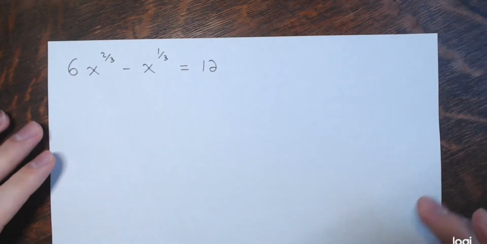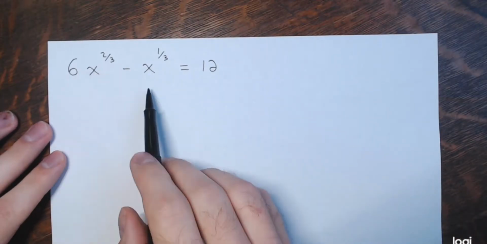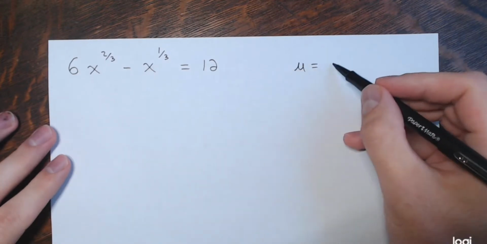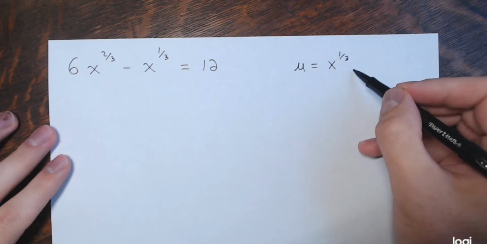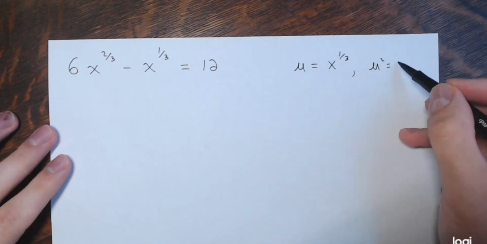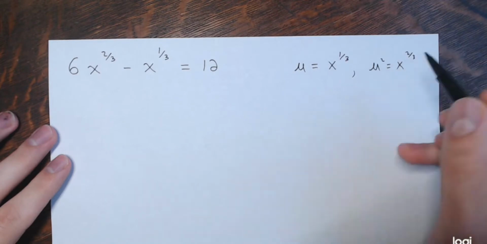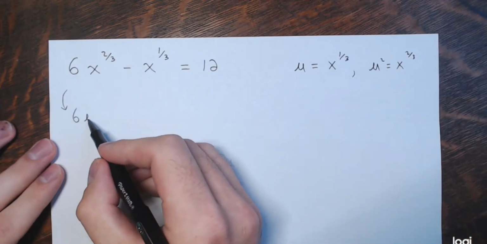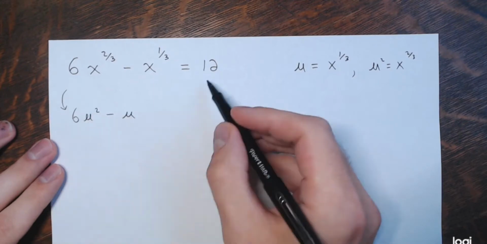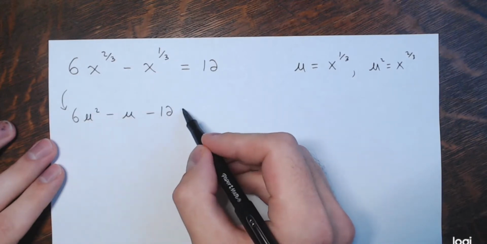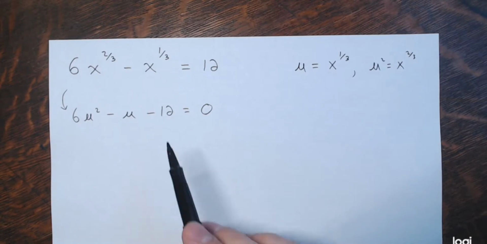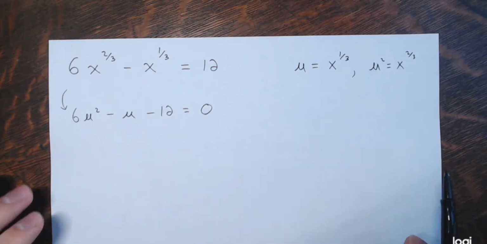So we've already seen examples like this with the x to the 2/3, x to the 1/3 power. If I substitute u equals x to the 1/3, then that means u squared would be x to the 2/3. So this will be 6u squared minus u, and then I would subtract 12 to get everything on one side, 0 on the other, get it in standard form. Now once again, you can solve this quadratic for u with the quadratic formula or with completing the square.